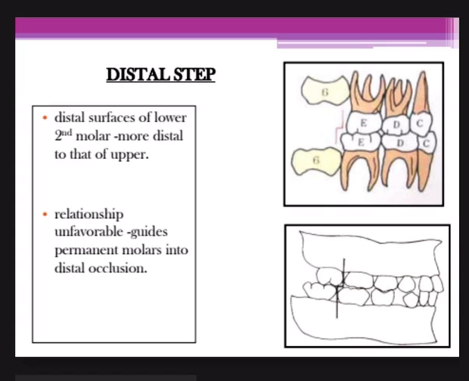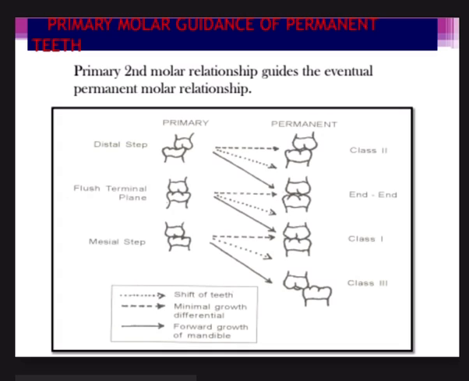So just again to revise, a flush terminal plane will lead to what? A class 1 molar relationship in future. Mesial step is already erupting into a class 1 molar relationship. There is a probability that mesial step can become class 3, and distal step is erupting in a distal occlusion, and it will lead to a class 2 molar relationship in future. So these are what you have to keep in mind.